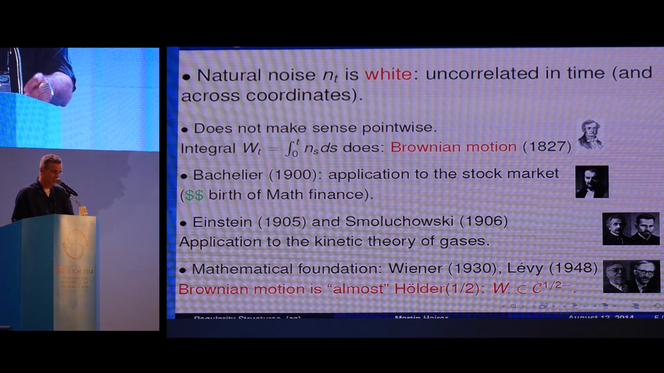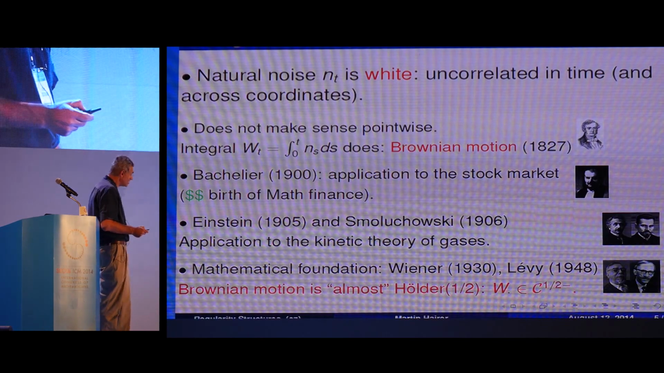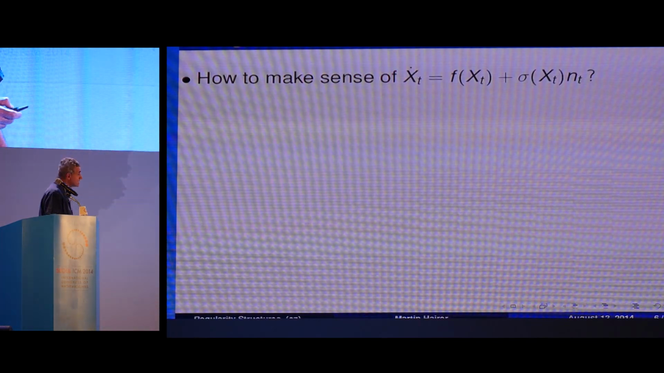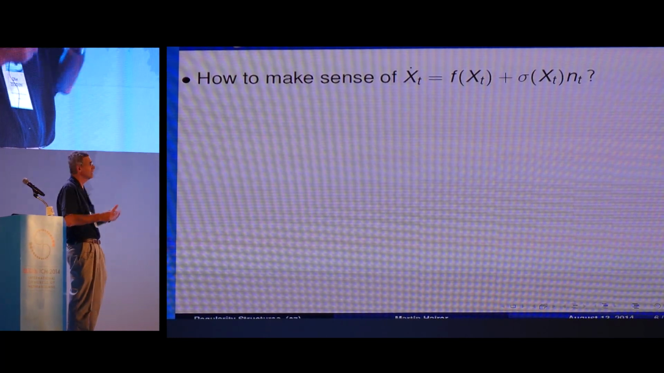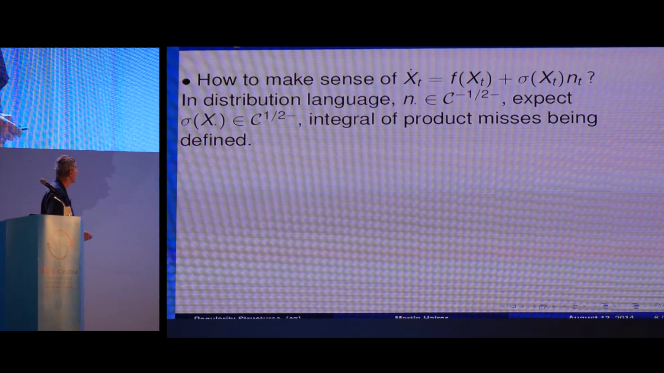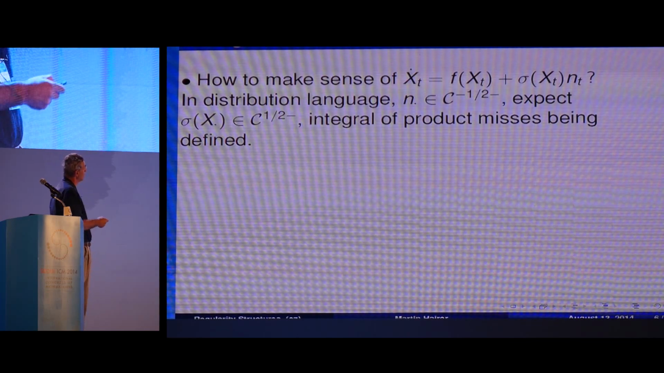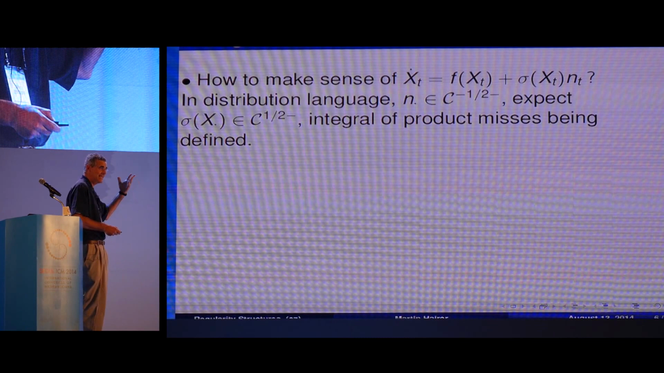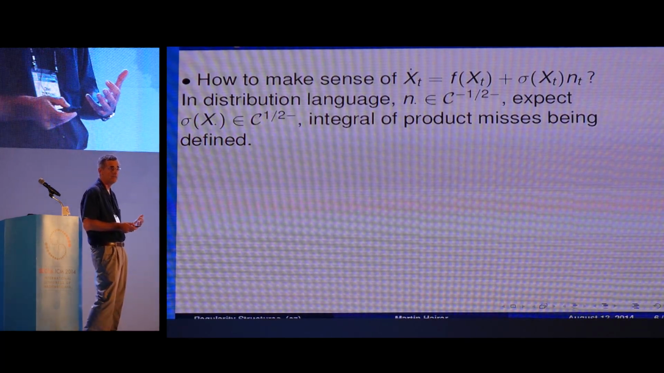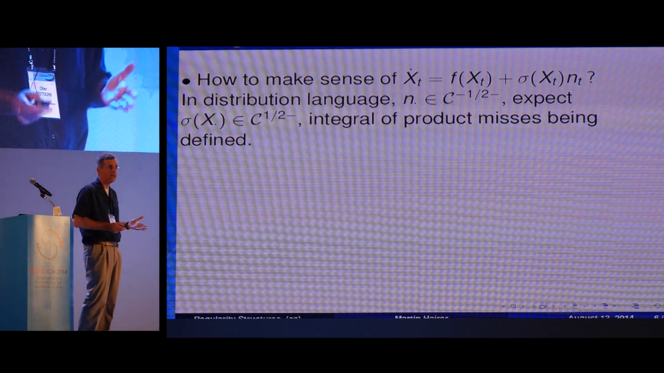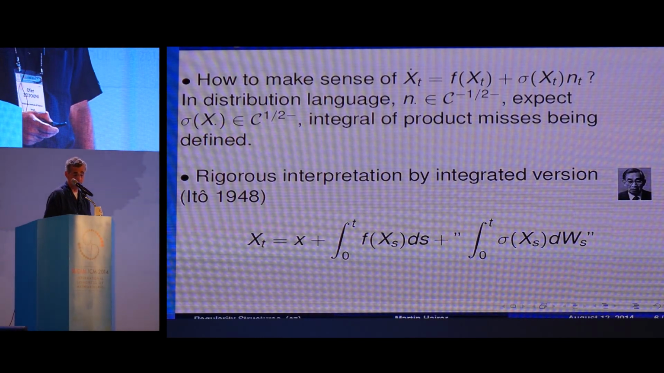Okay. So what this means, if the path is almost Hölder 1/2, surely it is not differentiable. But it also means that the derivative, if you can give sense to it, is slightly less than C to the minus 1/2. And therefore, forgetting a moment about what sigma of x would be, what you have is a product of a Hölder function slightly less than 1/2 with a derivative of such a function, which is slightly less than minus 1/2. And if you do the dimension computation, this just fails to be integrable. The product just fails to be integrable. So you cannot directly give sense to the equation at the top.